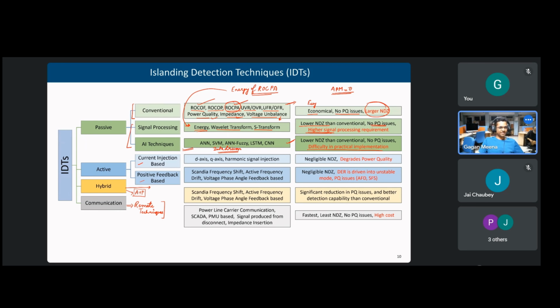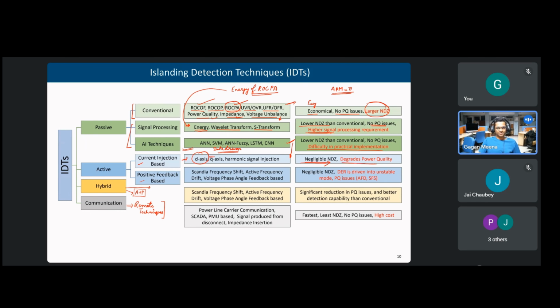Similarly, the positive feedback based techniques are also good with respect to the non-detection zone, but the problem is that some techniques like AFD, active frequency drift, have power quality issues, and the other problem with all these techniques is they drive the generator into the unstable mode. That is the biggest disadvantage.